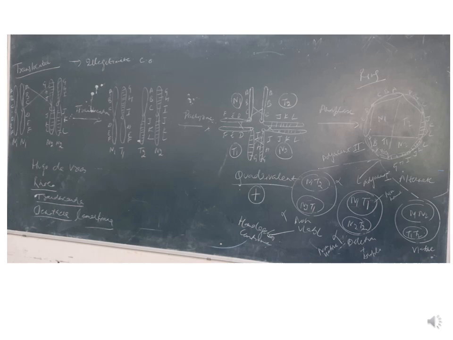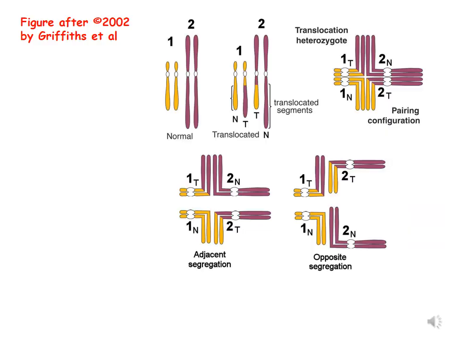So this we have discussed in the previous lecture also, and in the class also. This is again the same phenomenon right from the beginning, where we show a non-homologous pair of chromosomes which have undergone translocation, then forming a plus shaped structure here, then forming a ring if four chiasma are formed, and these are the three orientations: adjacent 1, adjacent 2, adjacent 3. This figure is after Griffiths.